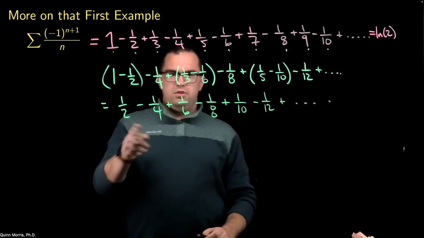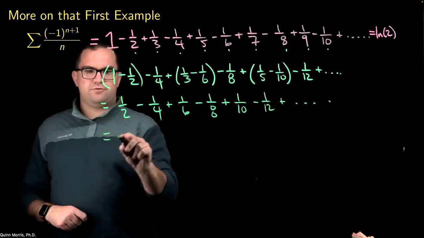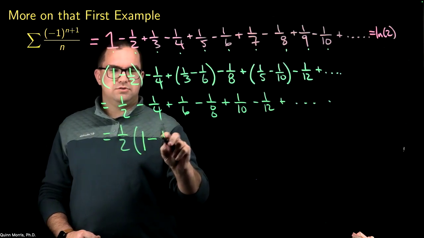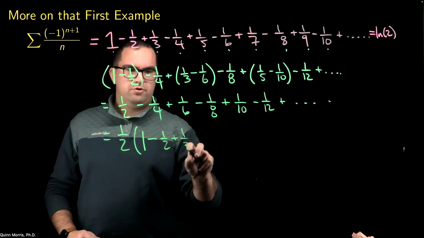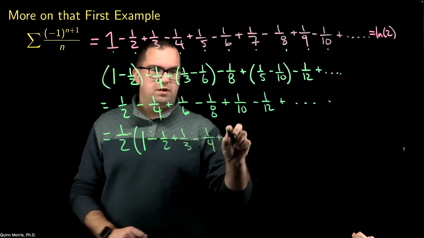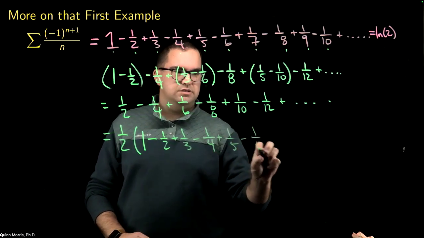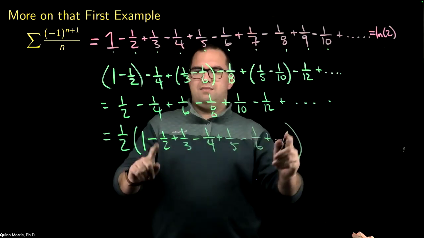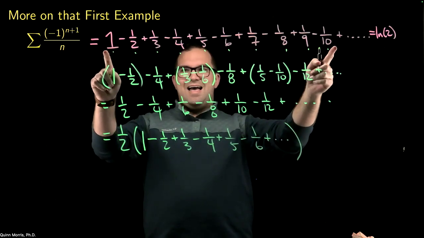And then I look at these and I go, oh, look, all these things are even. Let me factor out a 1/2. When I do that, I'm left with 1 minus 1/2 plus 1/3 minus 1/4 plus 1/5 minus 1/6, so on and so on. And then I look at this and I say, well, wait, this is that.